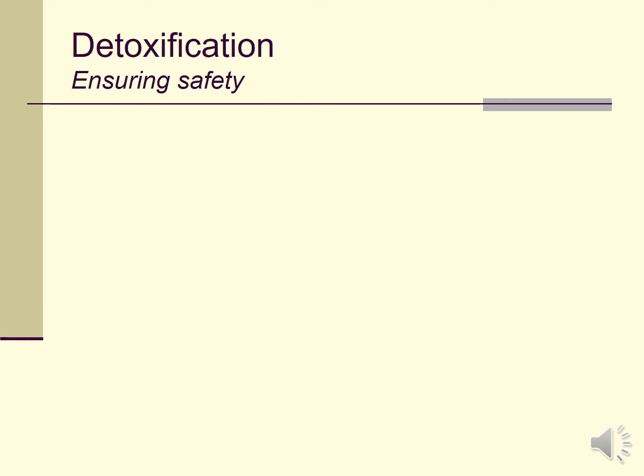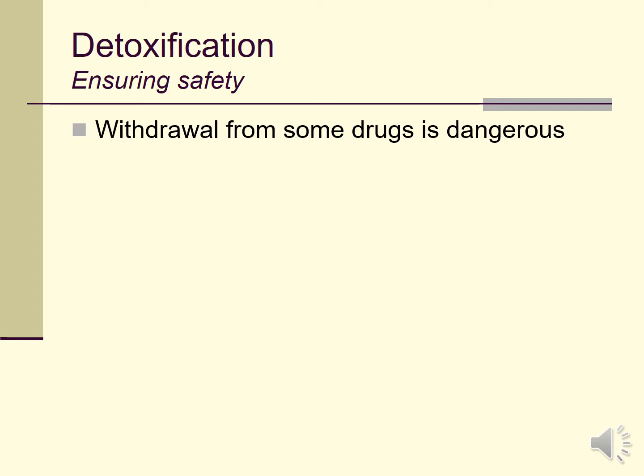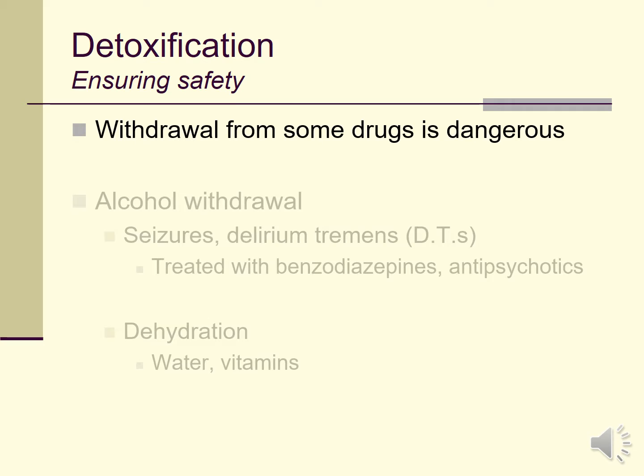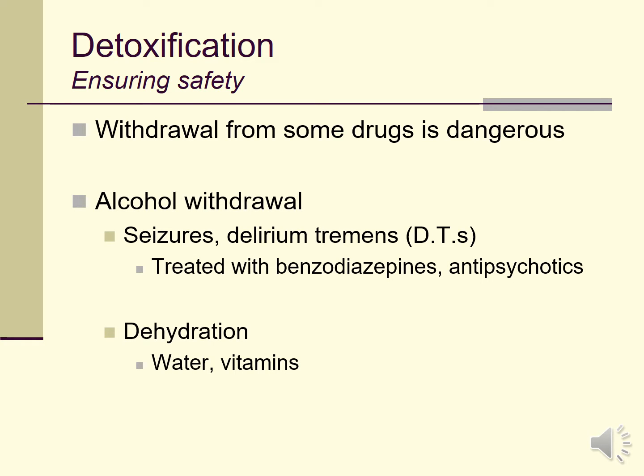So one thing we do in detox is, in some cases, we try to ensure safety. The withdrawal from some drugs is dangerous. So the best example here is alcohol. If you are a heavy alcohol user, especially for long periods of time, and you stop using alcohol, you can suffer from seizures, a condition called delirium tremens, which is kind of a dementing condition where you get extremely confused. This can actually be lethal. You can die from it, although you have to be a fairly heavy drinker and have been drinking for a long period of time.